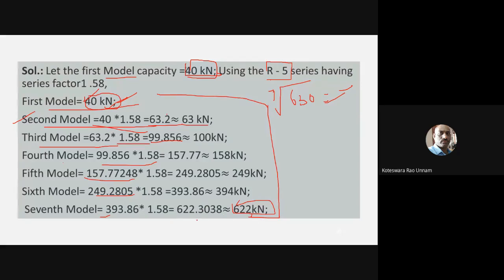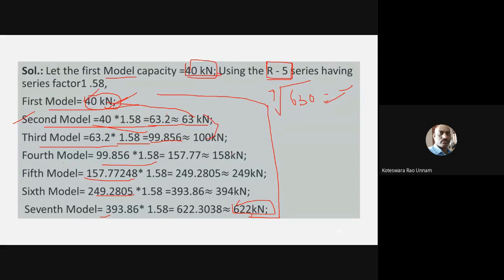As for the basic series, it need not be R5 sometimes. People may take R10 or maybe R20. That is again based on the requirement, because in R5 there are only 5 numbers, but his requirement is 7. Even though the requirement is 7, we can still use R5 as a basic series, because the series factor between the first and second number is 1.58.